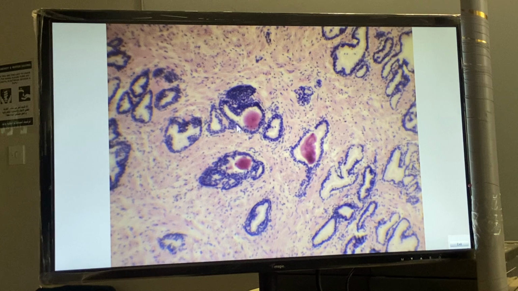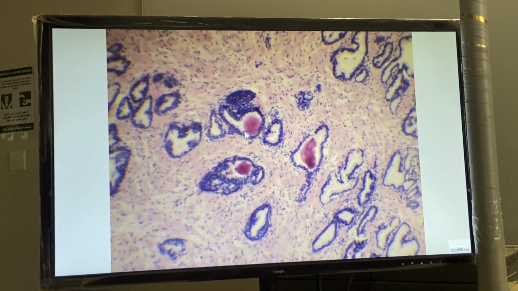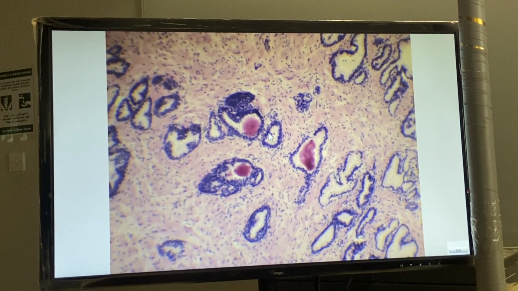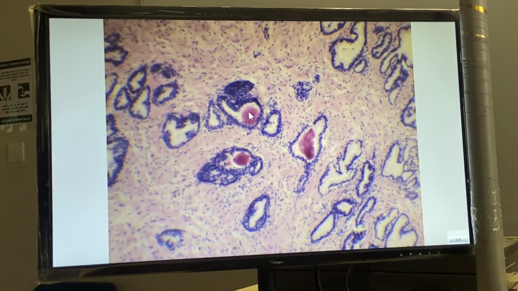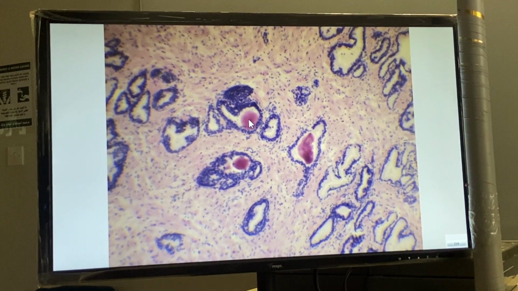Prostatic gland, tubulo-alveolar gland, embedded in fibroelastic stroma, corpora amylacea or prostatic concretion.